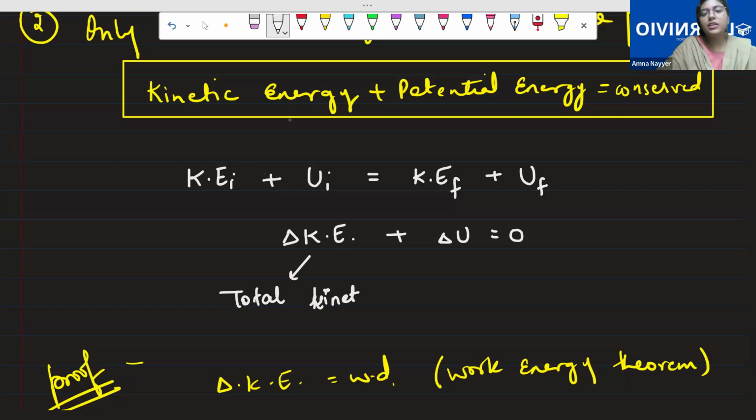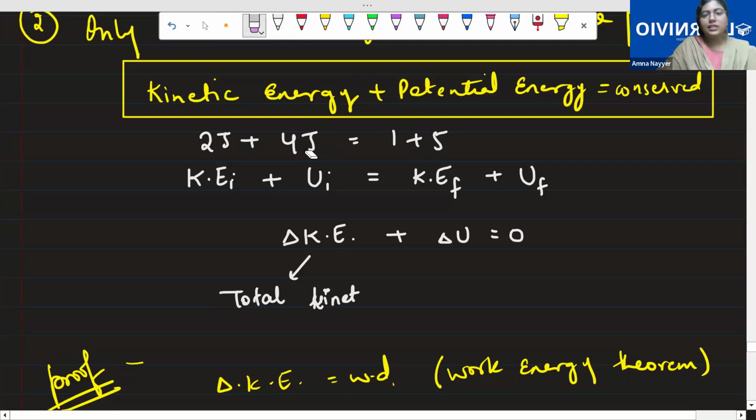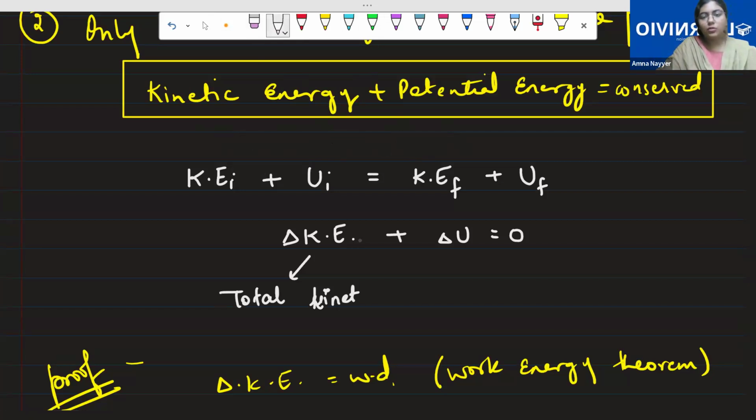Then only we'll say conserved. It's like if 4 joules of potential energy and 2 joules of kinetic energy were there, this should still be equal to 6 joules anyways. It means whatever is the distribution, let's say 1 plus 5 joules, anyways, it should be equal. So that's why we take the sum of all of them. So this is the total kinetic energy, and this is the total potential energy.